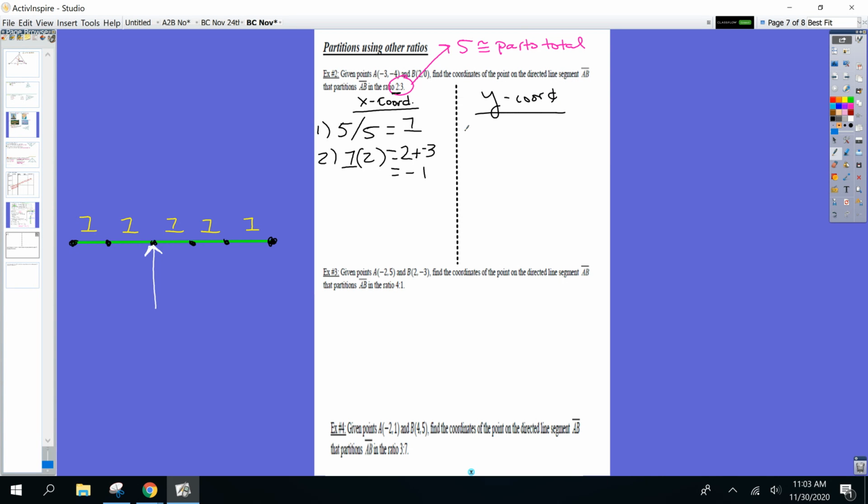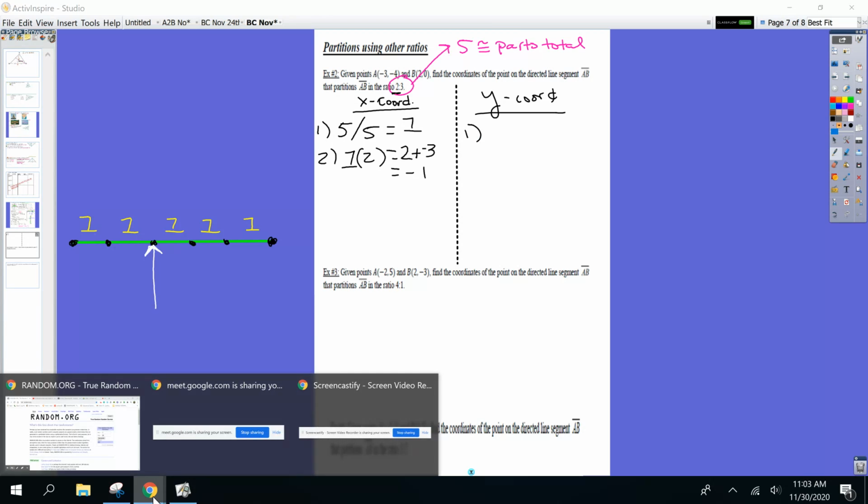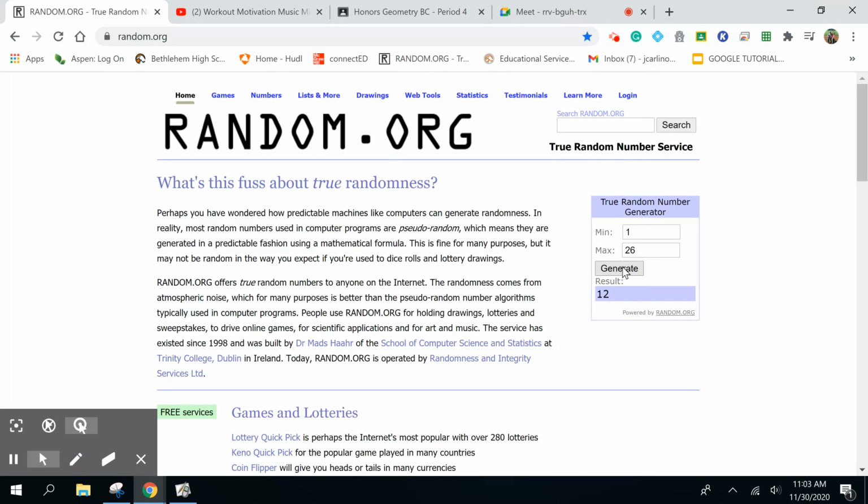All right, everyone help me out. Look at the two y coordinates. What's the distance between them on the y-axis? -4 to 0. What's the distance?